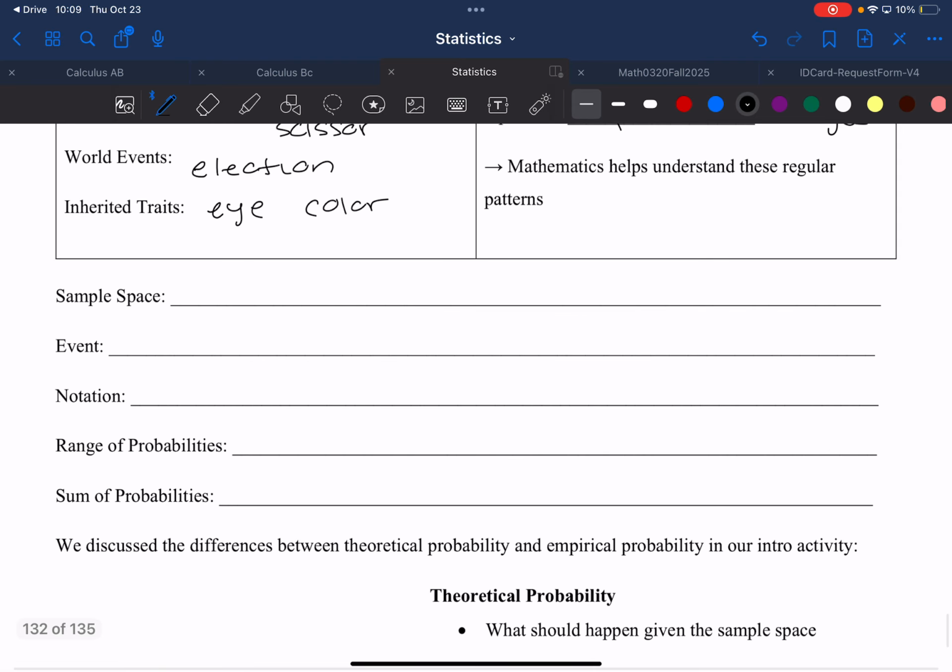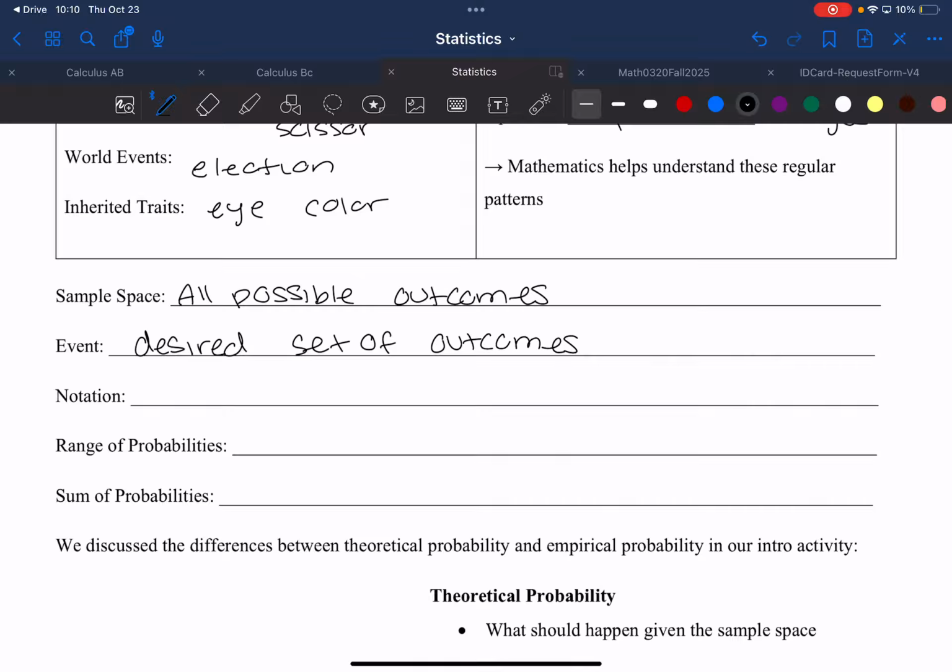So sample space. Sample space is all possible outcomes. Okay. An event is a desired outcome or a desired set of outcomes. Notation, so the probability of an event A. So the probability of event A is written as P parentheses A. Probability of A.